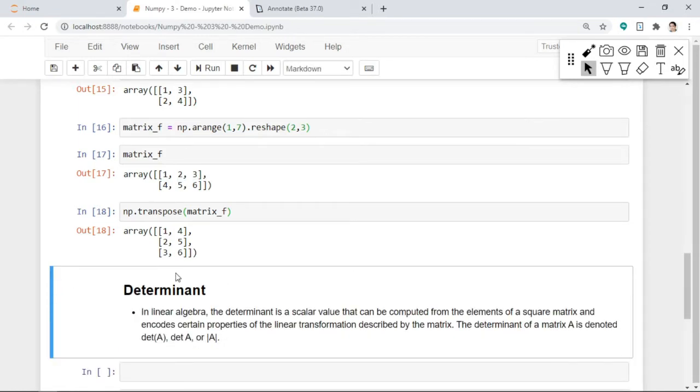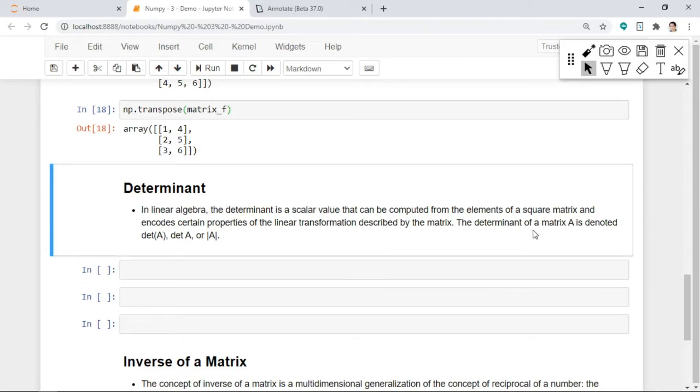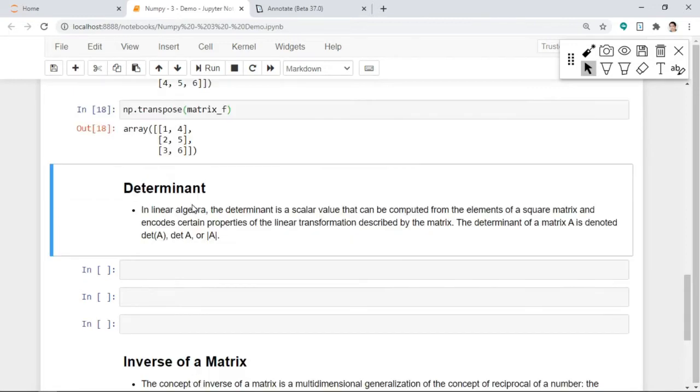Okay, so the next one will be the determinant. Determinant in linear algebra is a scalar value that can be computed from the elements of a square matrix. So the requirement for computing the determinant is a square matrix, meaning the same size of rows and columns. And it encodes certain properties of the linear transformation described by the matrix. So it's denoted by determinant of A, or by matrix A without the parenthesis, with pipes. It looks like the absolute value of a determinant.